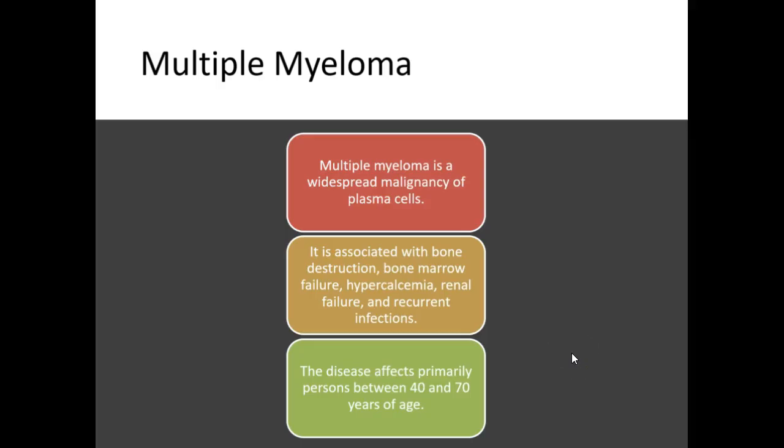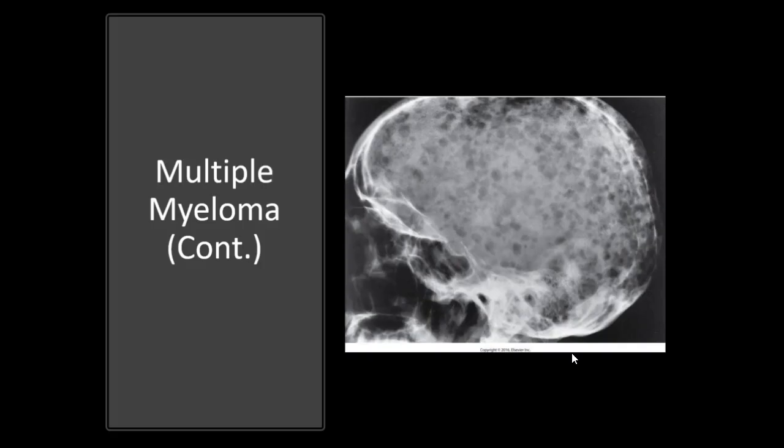Multiple myeloma is a widespread malignancy of the plasma cells. It's associated with bone destruction, bone marrow failure, hypercalcemia, renal failure, and recurrent infections. This disease primarily affects persons between 40 and 70. And this is what it looks like in the skull. Oof.